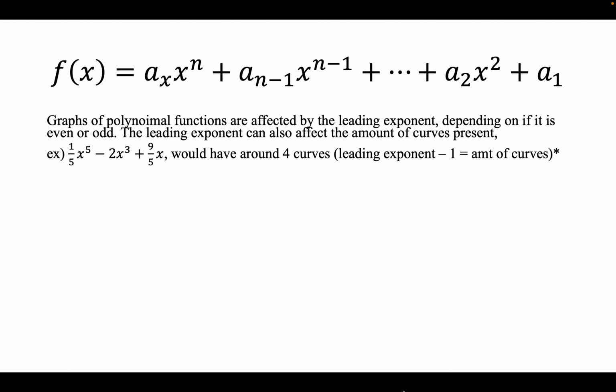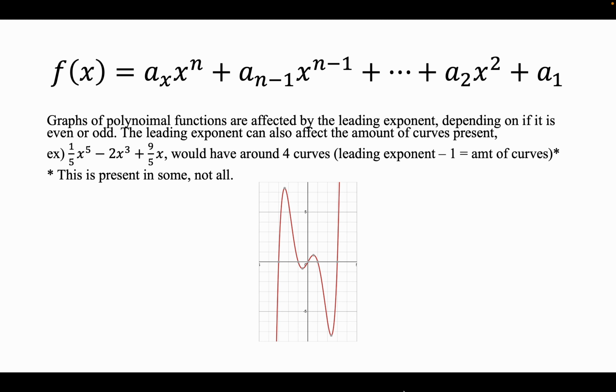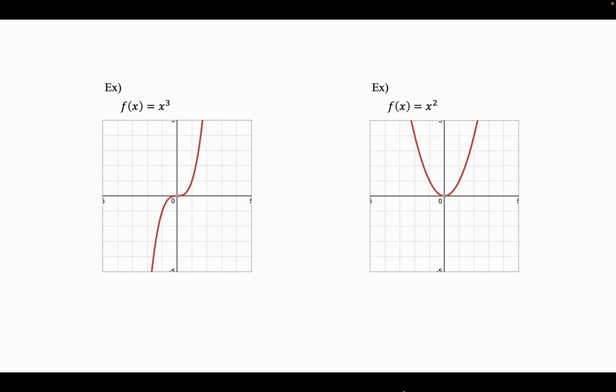For example, 1/5 x to the power 5 minus 2x to the power 3 plus 9/5 x would have four curves on the line, which would look something like this. This is due to the leading exponent, which is 5, and so we would find the number of curves by subtracting 1 from the leading exponent. But the curves are only present in some graphs, not all of them. For example, if we have y equals x^3, it would look something like this. And if we had y equals x to the power of 2, it would look like this.